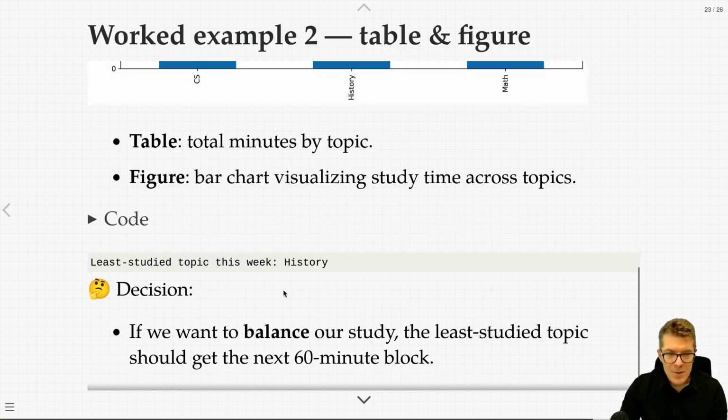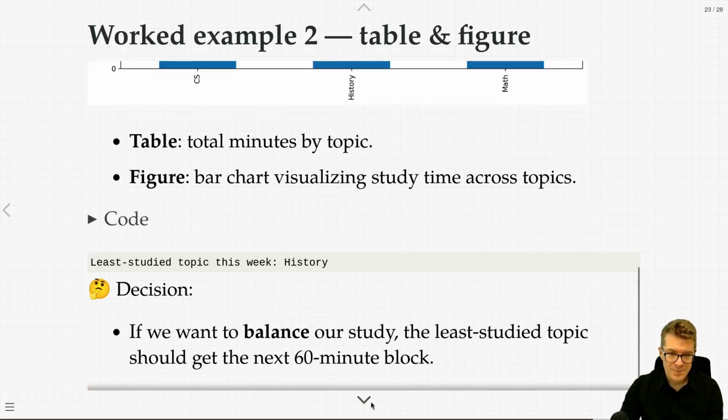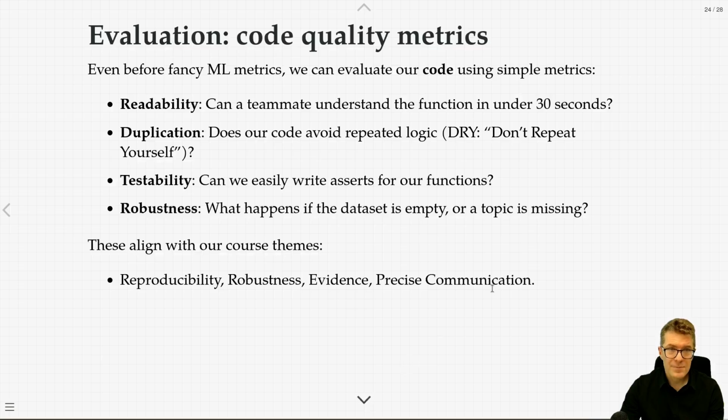So the decision could be to balance things out. The least studied topic, in this case history, should get the next 60-minute block. So afterwards, this bar graph would be 60 minutes taller after that new session, at least in theory. We haven't really done any fancy machine learning yet, although we are building piece by piece towards that.